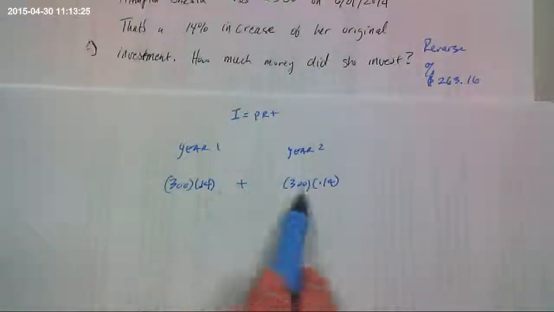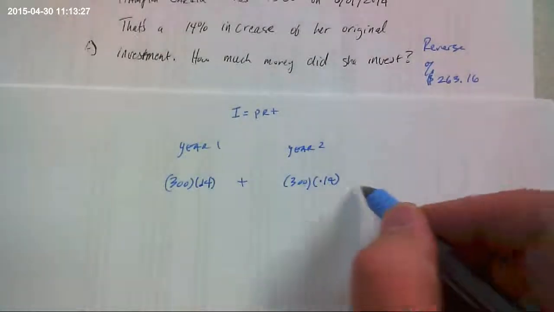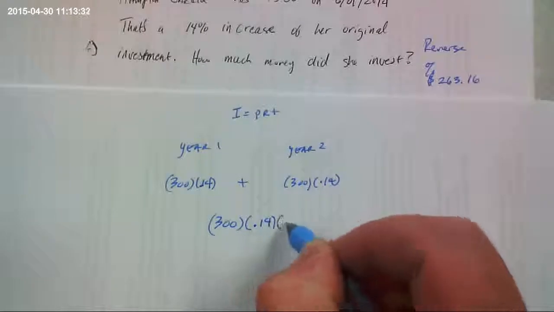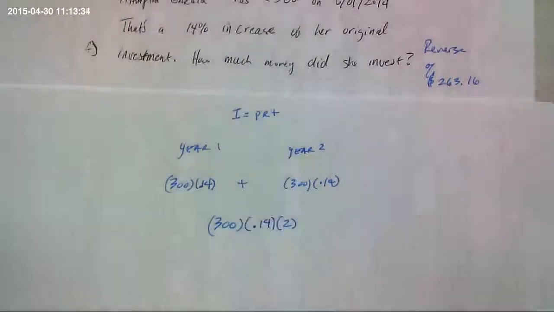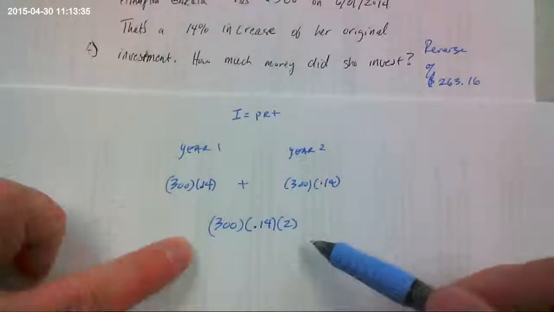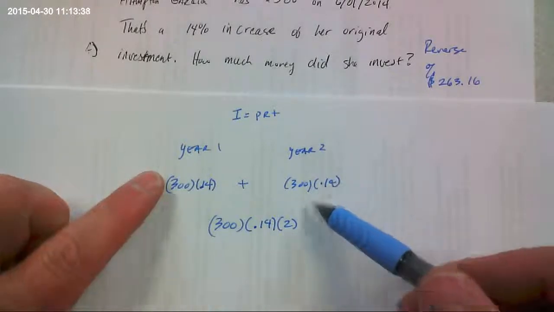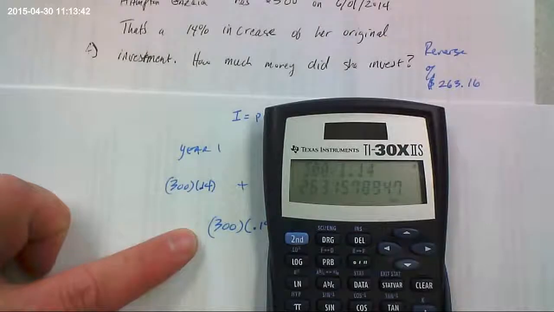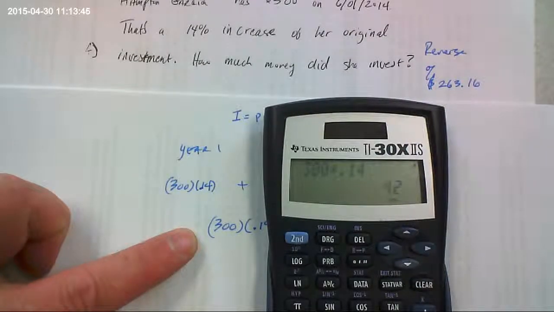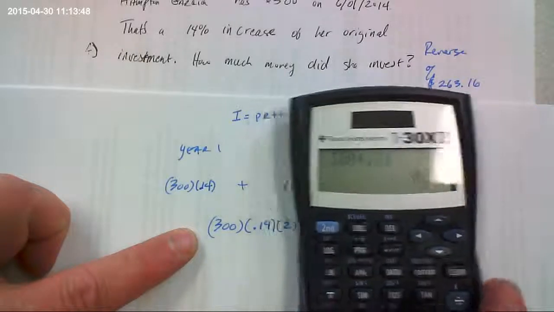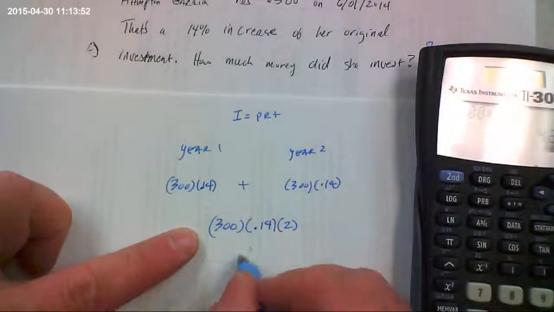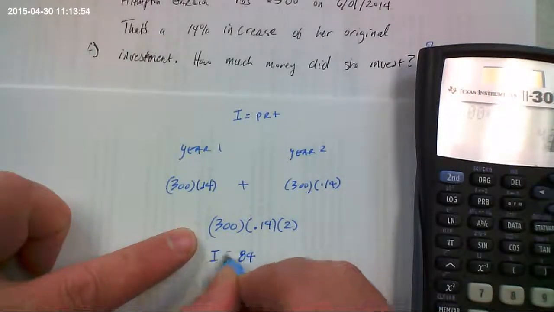What this formula is, it's the same thing right here. See, we have 2 years. This is the same as, T is time in years. So these are the same thing here. Adding something to itself is the same as multiplying by 2. Anyway, 14% of 300 is $42. So times 2 years, that means she earned $84 in interest.